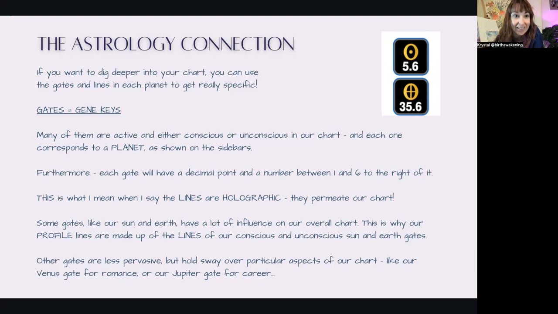The holographic nature of our profile is that line is present everywhere. So certain gates, like our sun and our earth, are really important in our chart. And that's why the lines associated with our conscious sun and earth and our unconscious sun and earth, that's what makes up our profile in Human Design. But then even each one of our individual planets that's shown on a standard Human Design chart.